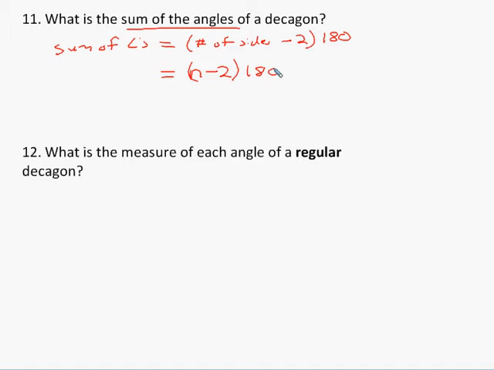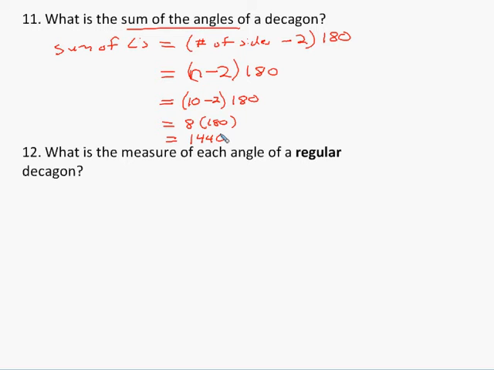So what we're going to do here is we have a decagon. You need to know what a decagon is. Deca, that's 10-sided. So all we're going to do is 10 minus 2 times 180. 10 minus 2 is 8 times 180, and 8 times 180 is 1,440. So the answer to that one is 1,440. If you were to add up all the interior angles in a decagon, they would add up to 1,440.